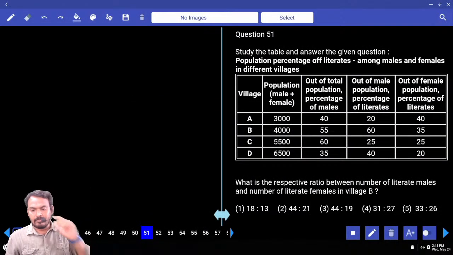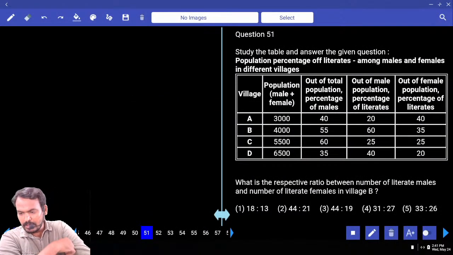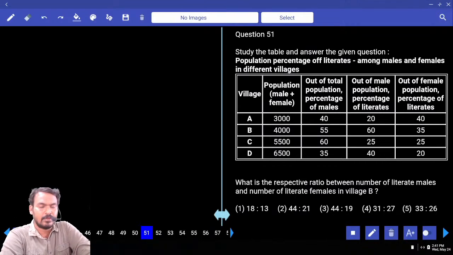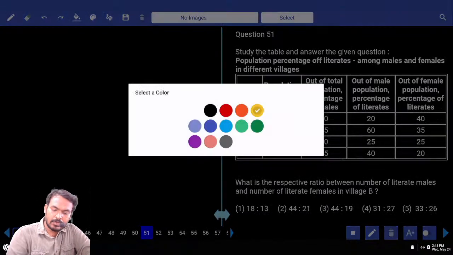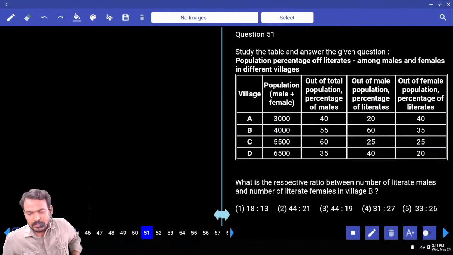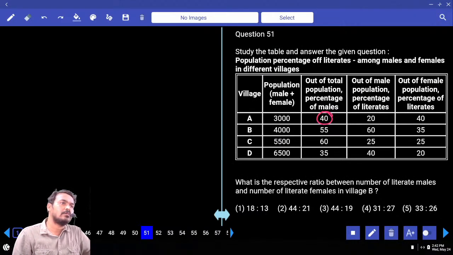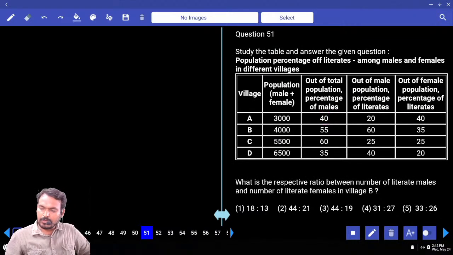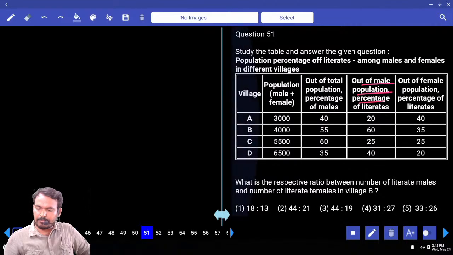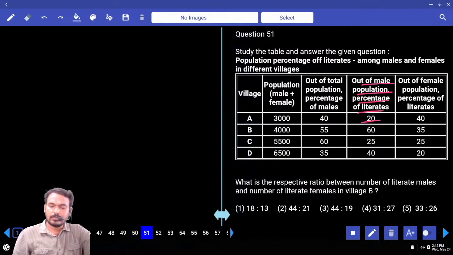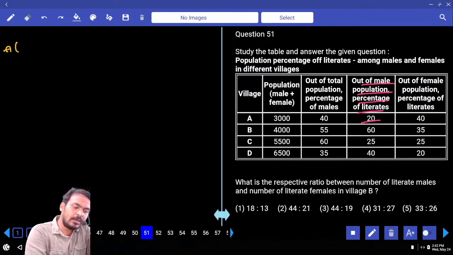Population percentage of literates among males and females in different villages are given. Village A, what is the total population given? 3000. Out of the total population, percentage of males is how much? 40%. What is the remaining? 60%. Those are females. Next, out of the male population, percentage of literates is how much? 20% are given. Then we write individual data of each one.